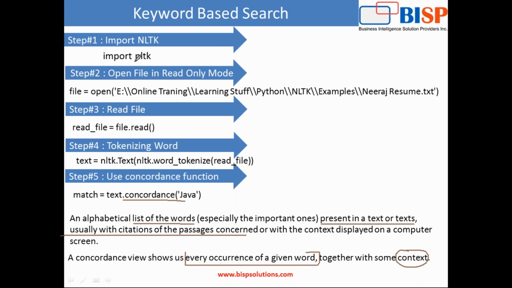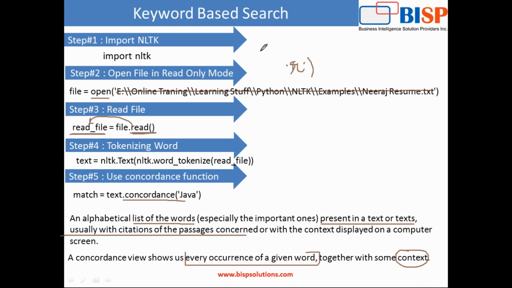Step 1, as always, we import the NLTK toolkit. If you are not sure how to import and configure the NLTK toolkit, please watch my previous videos where I showed how to install and configure it. Step 2, you open the file. You specify the file path here and open the file. If you want to be on the safer side, you can append an r keyword to read the file in read-only mode. Step 3, we create an object called read file, which refers to the file read. We use the read function here, and the reference is stored in the read file variable.